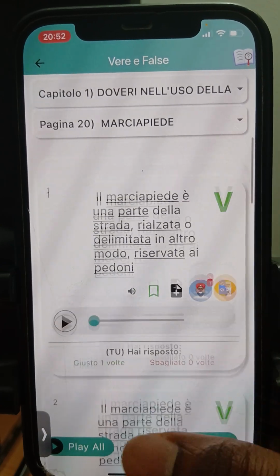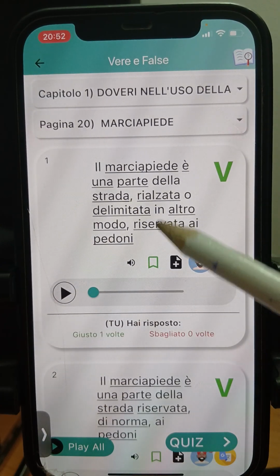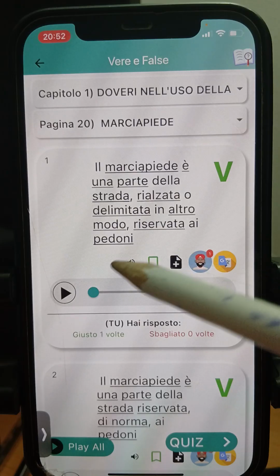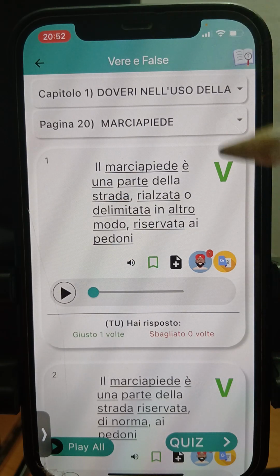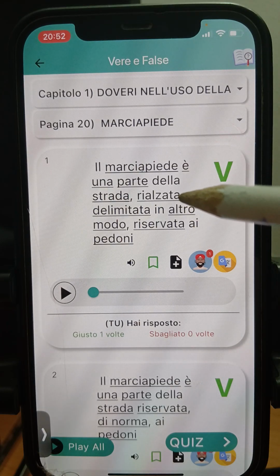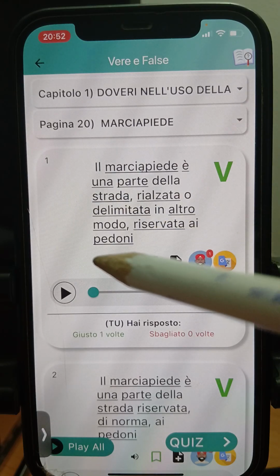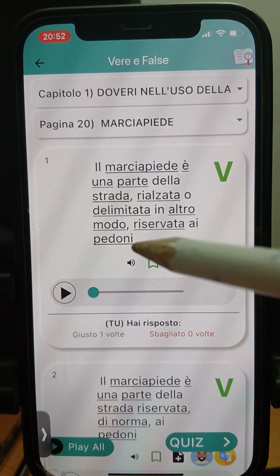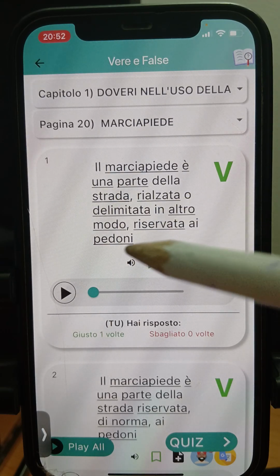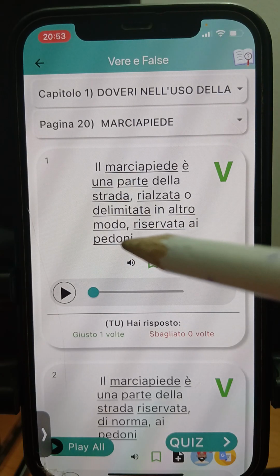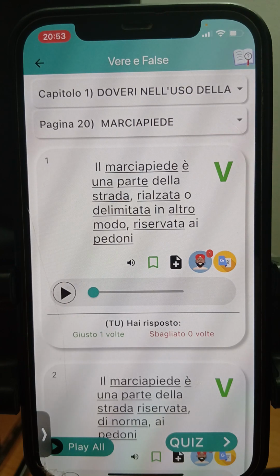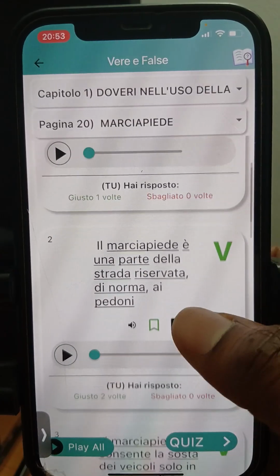So what have I said so far in number one? Number one, I said marciapiedi è una parte della strada, rialzato o delimitato in altro modo, riservata ai pedoni. Marciapiedi, like I said, is part of the road that is raised up or otherwise delimited in other ways, reserved for what? Pedestrians. That is marciapiedi. Okay, it is by the side of the road. You can call it footpath or road path.